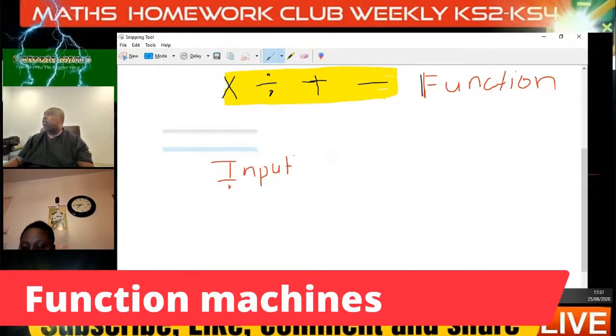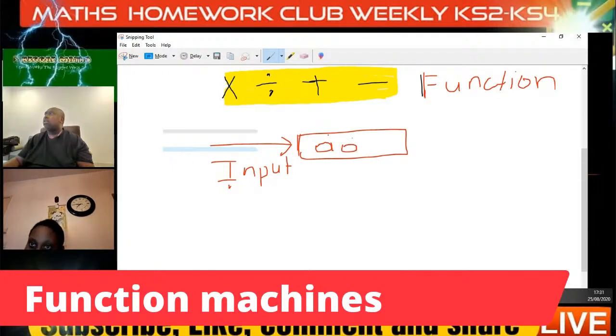right? I'm going to use an arrow to indicate my functions. This is my function machine here. So every input I have, I'm going to add $10, and it's going to give me an output, right?